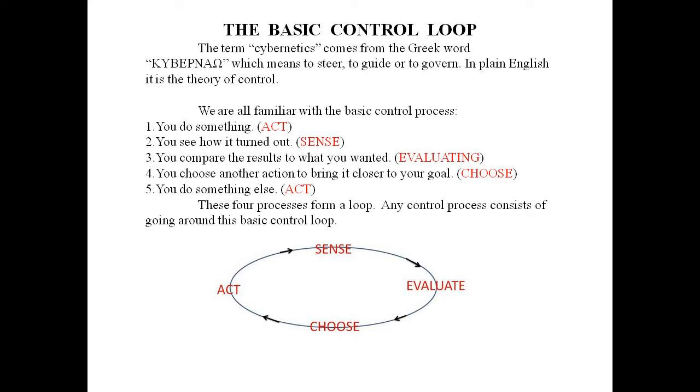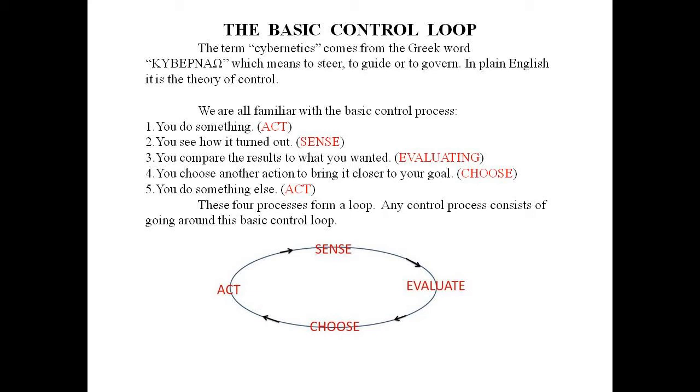We are all familiar with the basic control process. You do something, you act. You see how it turns out, you sense. You compare the results to what you wanted, evaluating. You choose another action to bring it closer to your goal. You choose. And then you do something else. You act. These four processes form a loop.